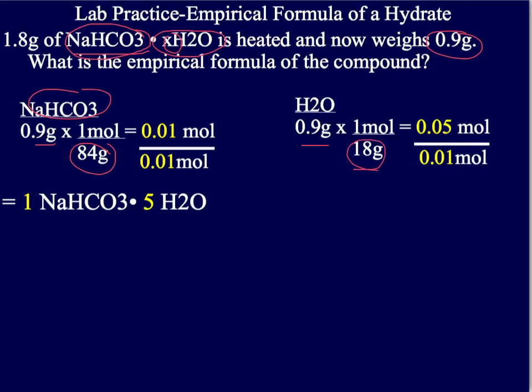So second step, divide each by the lowest number of moles. So we're going to divide each by 0.01 moles. And dividing those gives us 1, and dividing these gives us 5 water molecules.